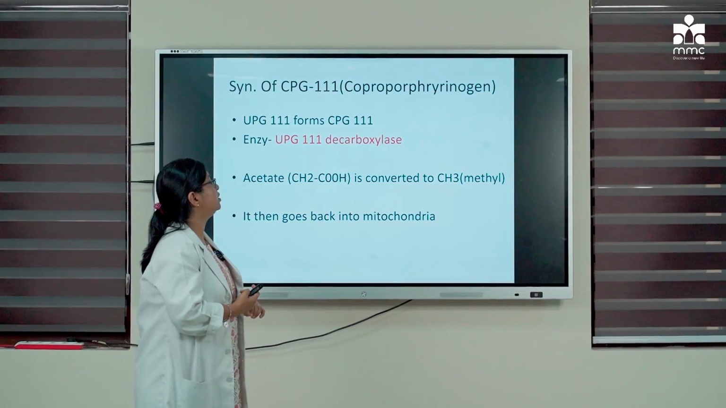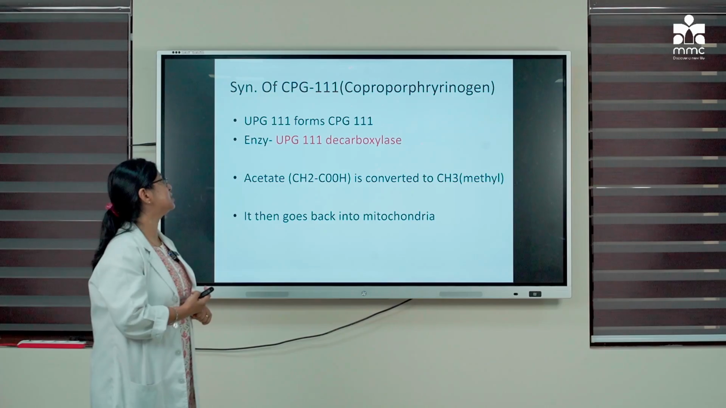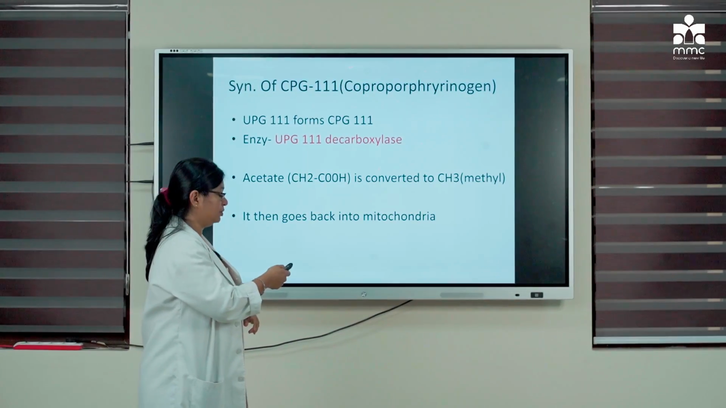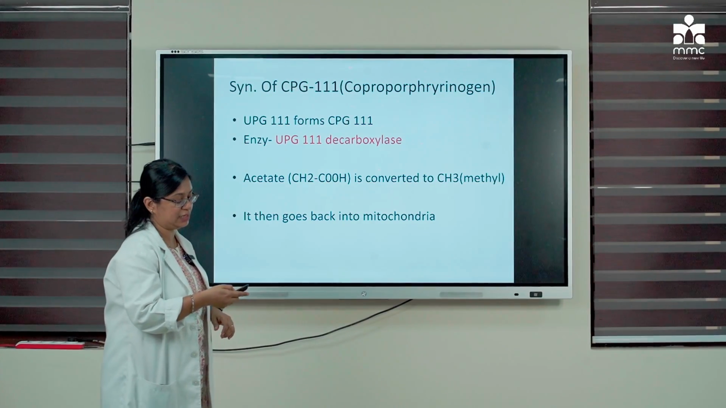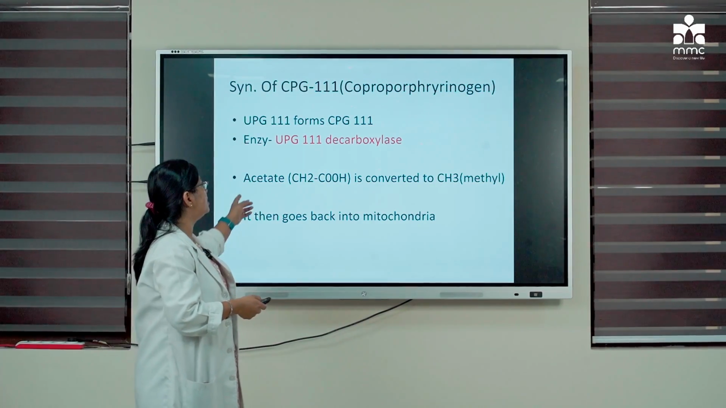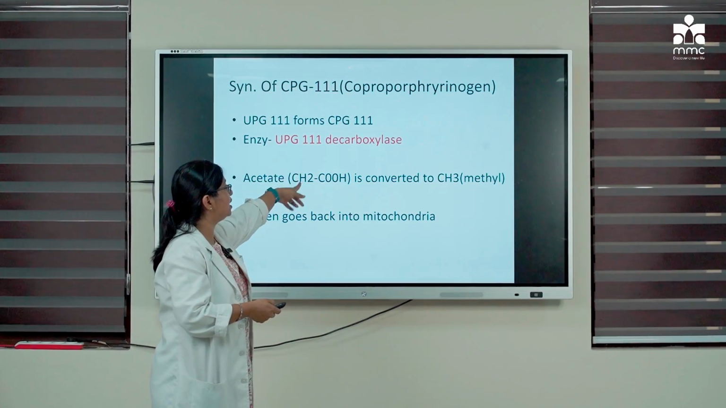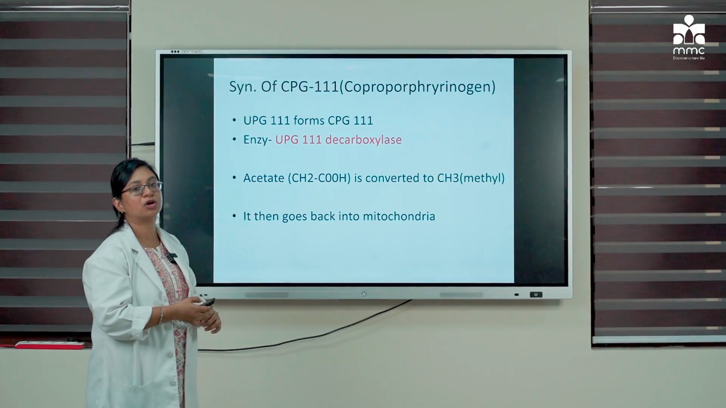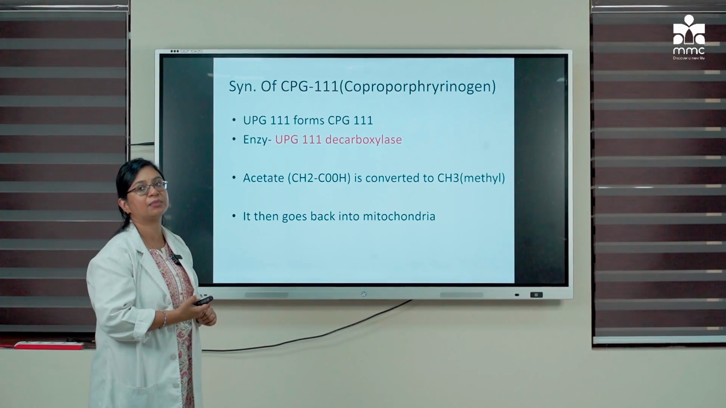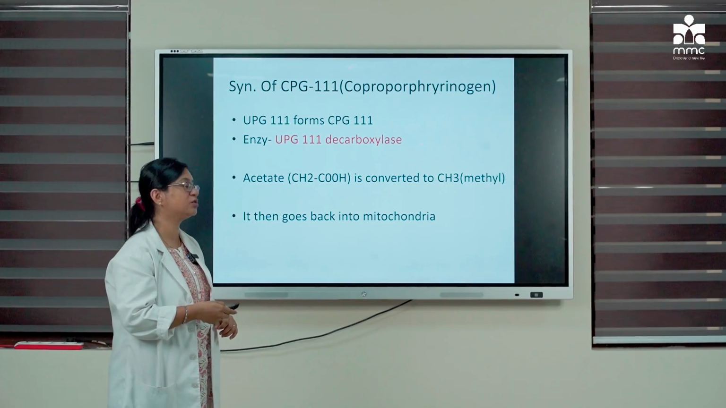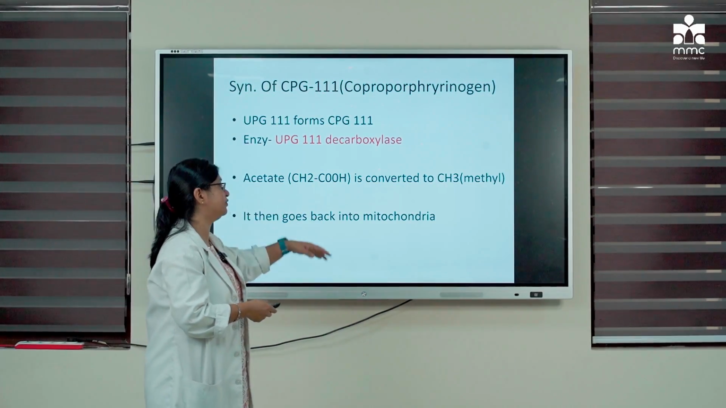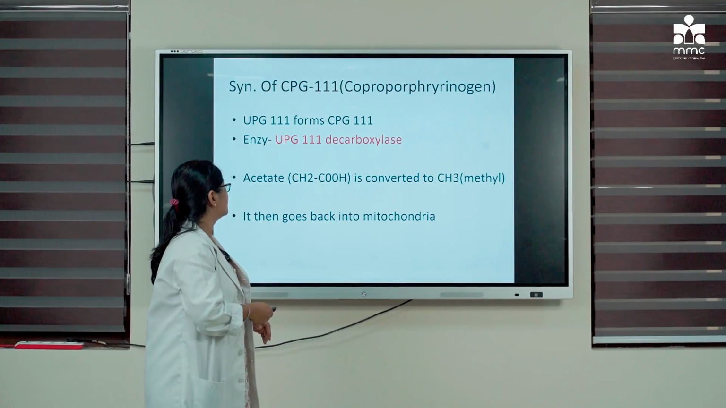So, after the uroporphyrinogen 3 is synthesized, it is going to form CPG, also called coproporphyrinogen 3. And here the enzyme is UPG3 decarboxylase. So, where is this decarboxylation going to take place? It is going to take place from acetyl, where the carbon dioxide is going to be removed and it is going to form a methyl group, the side chain.